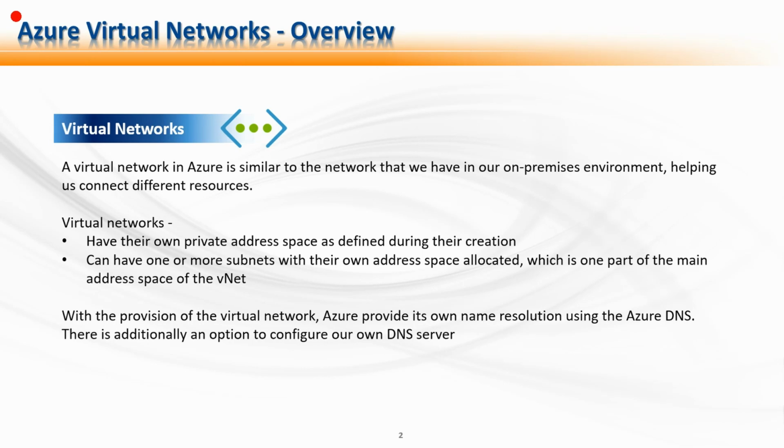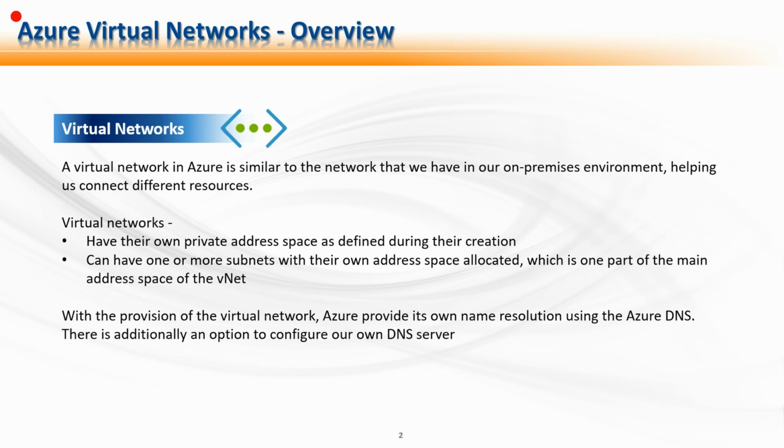What is a virtual network? A virtual network in Azure is exactly similar to the network that we have in our on-premises environment, helping us connect different resources. Azure Network helps us connect virtual machines, create a connected system as a part of the farm so that they can communicate with each other, and talk to the on-premises systems as well in special connected scenarios, like point-to-site VPN or site-to-site VPN or ExpressRoute. Those are the things that we are going to cover in the later sessions. But as of now, this is just an overview, so we are going to leave them.